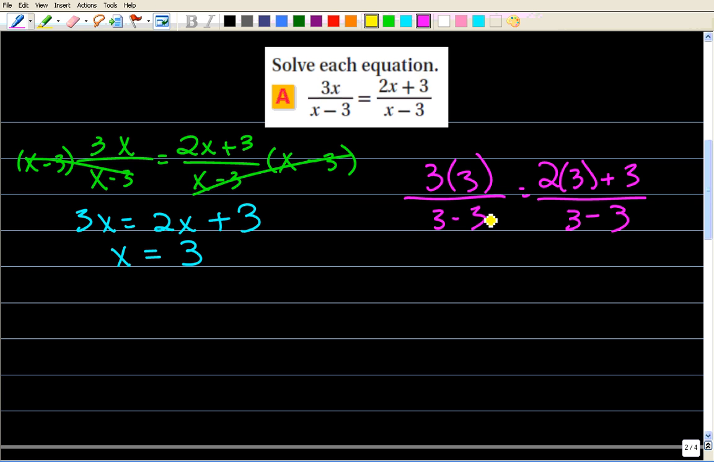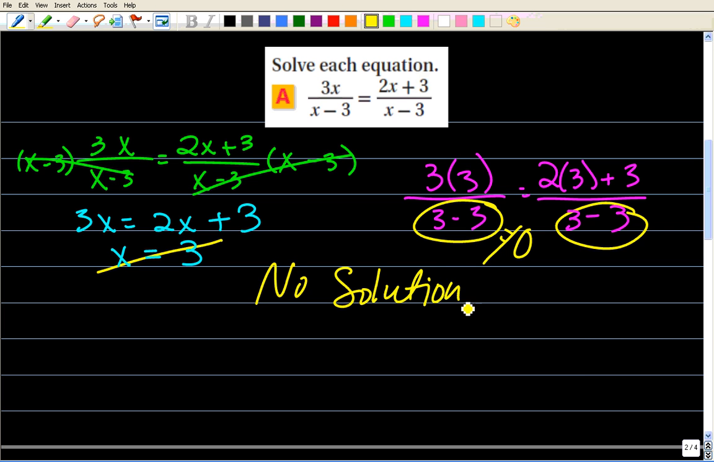Well, in both of these denominators, we would get 0. And that is not allowed because it would be undefined. So it's undefined for x equal to 3, so that's not our solution. Instead, we would have no solution.